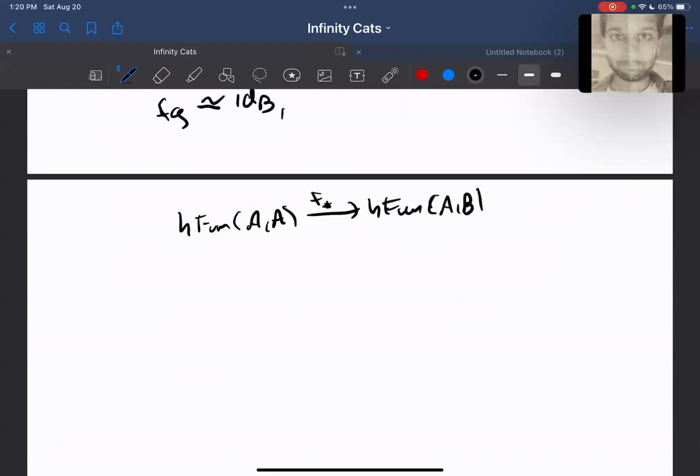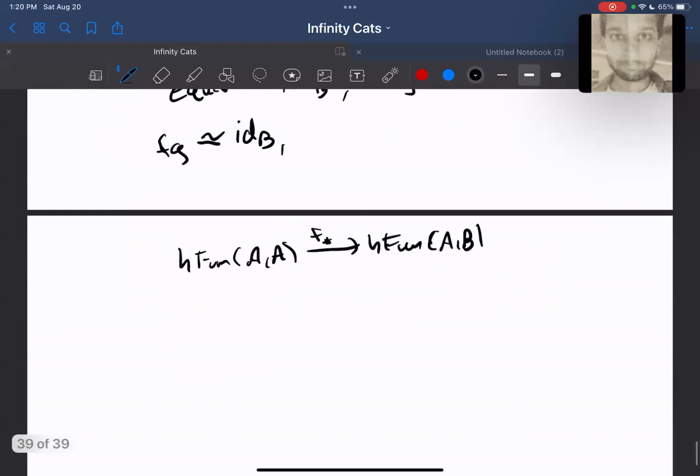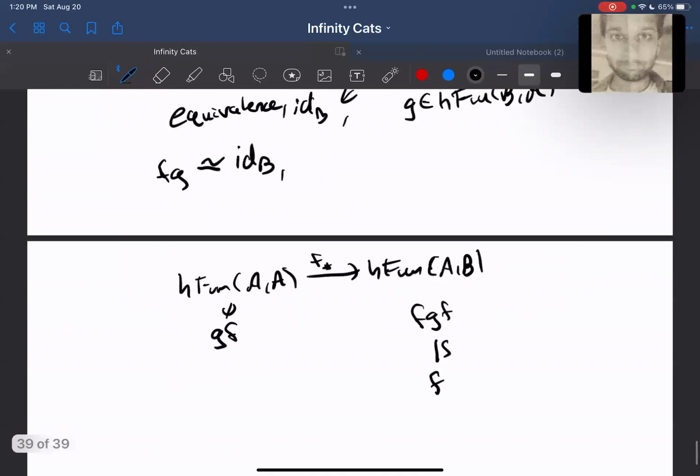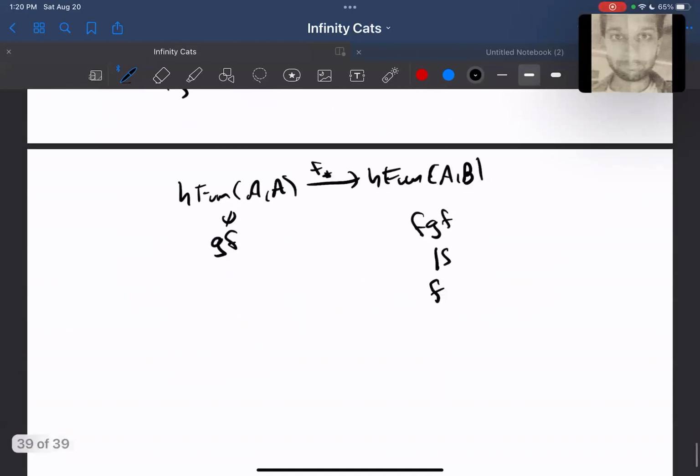So post composition with F here is also an equivalence of categories. And back here, we can look at GF. So this is going to go over to FGF. And we're going to have an equivalence here down to F just by taking this natural isomorphism here to the identity of B on the first two guys. And then over here, we're going to have one, the identity of A, which is going to map over to F, and this is going to map over here.